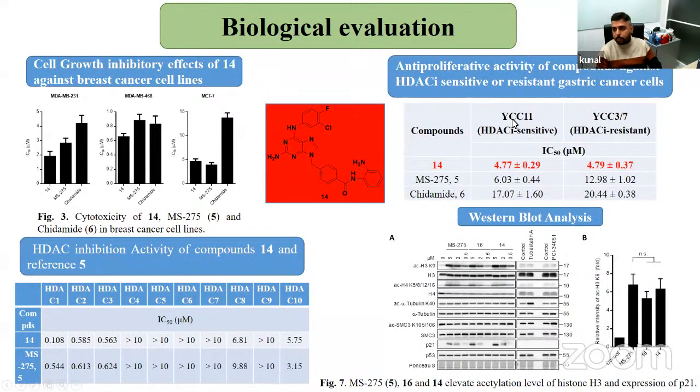And then we checked the compound against the gastric cancer cell lines. Now you can see two cell lines were employed.